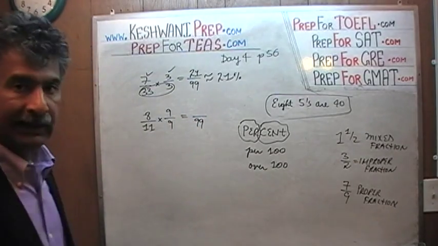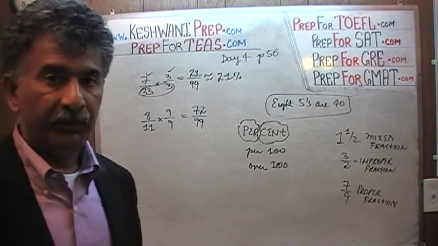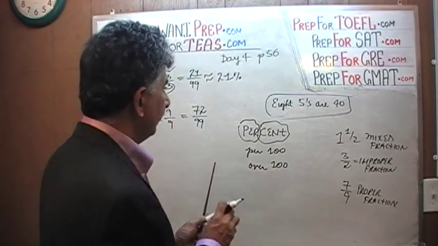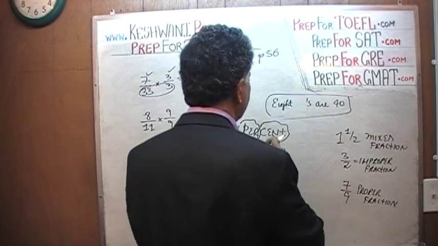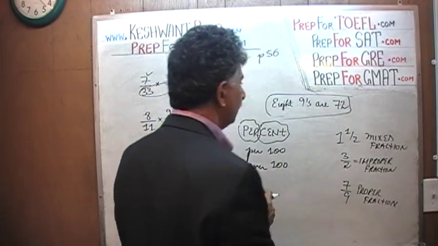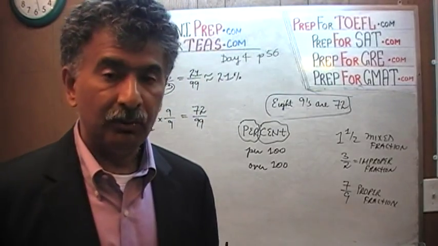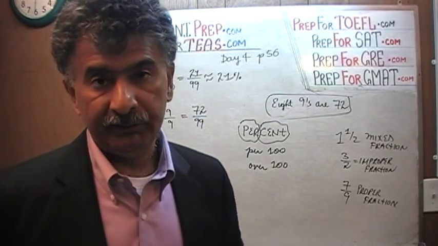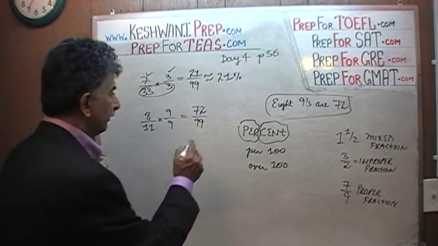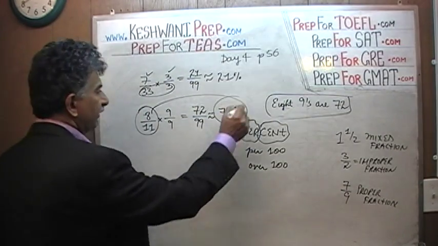What is the top part? 8 9s are 72. How do I know 8 9s are 72? Because I know that 8 10s are 80. If you have 8 10s, well, 8 10s are 80. So 8 9s must be 8 less than that, which is 72. There you go, that's it. So it's approximately 72%. Turns out that 8 over 11 is approximately 72%.